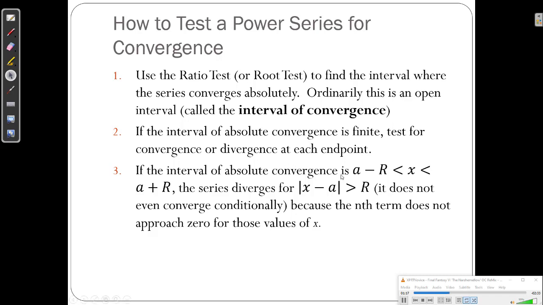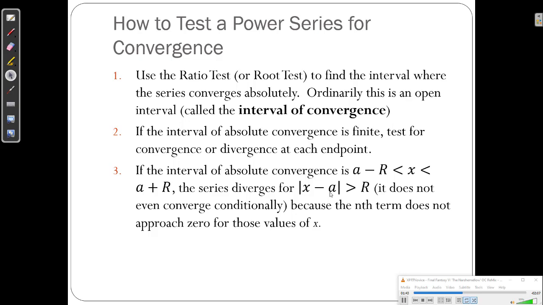Everything that's greater than r in distance from the center a is going to diverge when we plug it into the power series. The only things we have to check are where it equals r at the endpoints. Don't have to check any closer to that. So all of these things will be symmetric about a center point. It's just trying to figure out where that is.